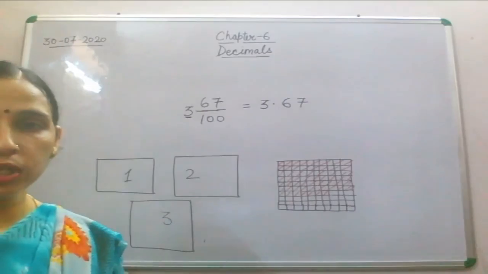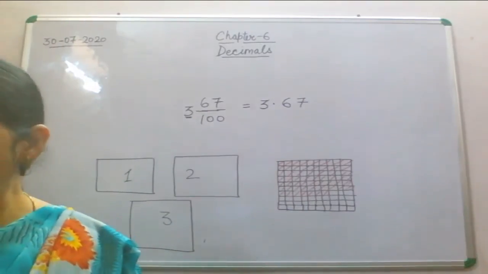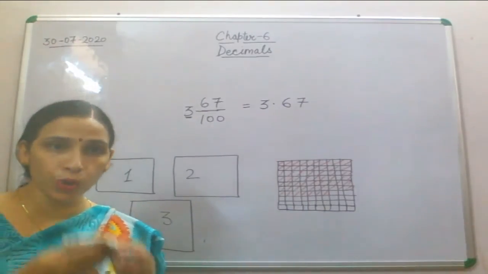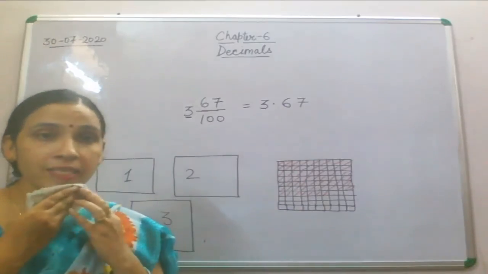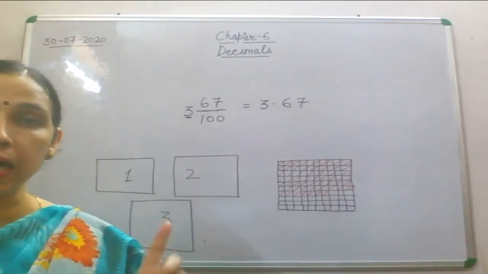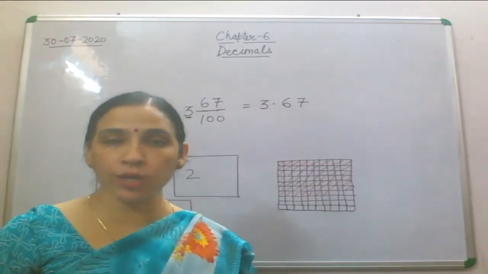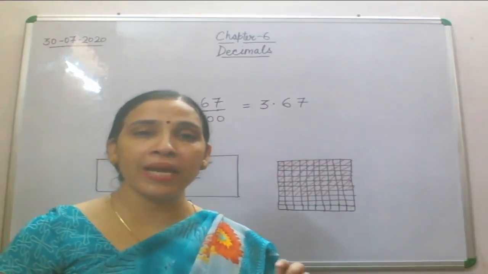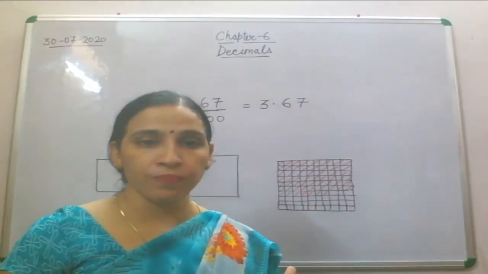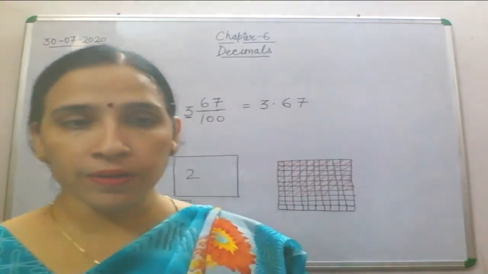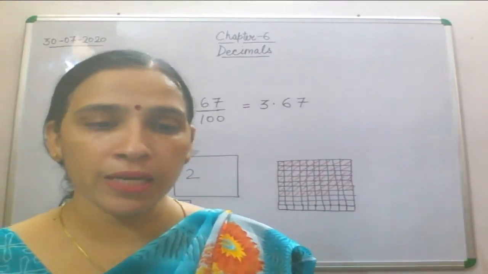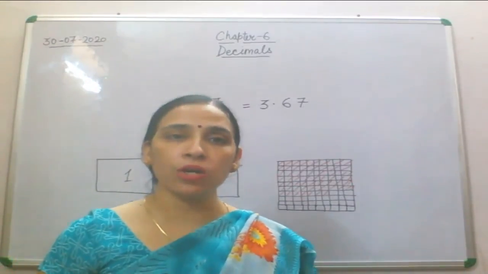Fine. So children, I hope these concepts of today are clear to you all. We have done the introduction of decimal, tenths, hundredths and thousandths. Tomorrow we are going to start from here only, and we will do the place value of that also. Tomorrow we'll continue from the place value chart of decimal.